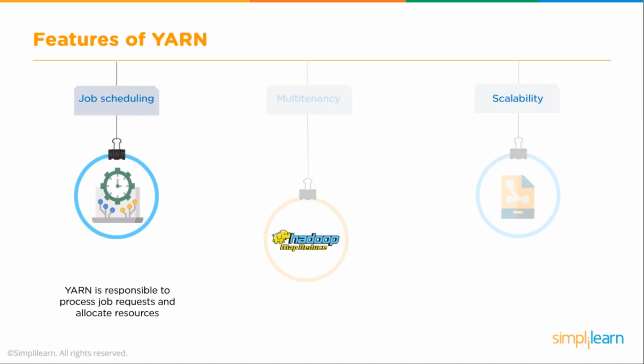Now that is what happens in YARN. YARN has an internal component called scheduler, which takes care of job scheduling. YARN is responsible to process your job request and allocate the resources which are required.